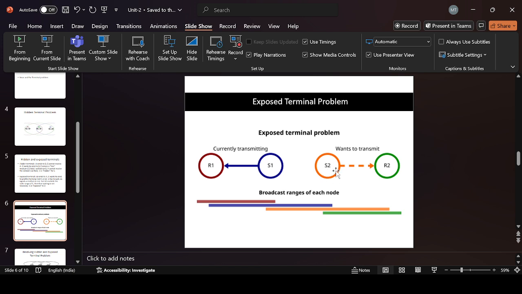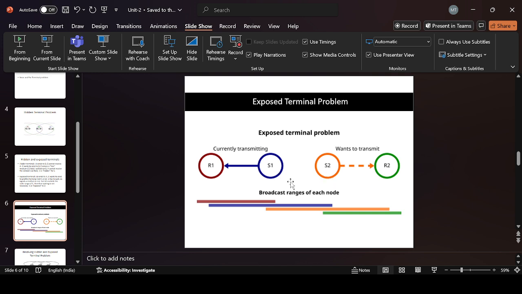Now S2 wants to transmit something to another node R2. Now when S2 senses the medium, it will find the medium to be busy because some transmission is going on between R1 and S1. Since this is a wireless scenario, whatever S1 is transmitting will be received by R1 as well as S2 because the transmission range of S1 reaches R1 as well as S2. Now S2 will assume that some transmission is going on and it will wait until the transmission is over.